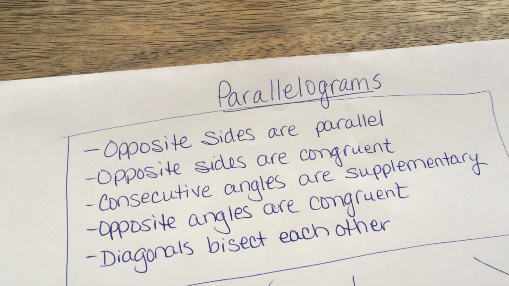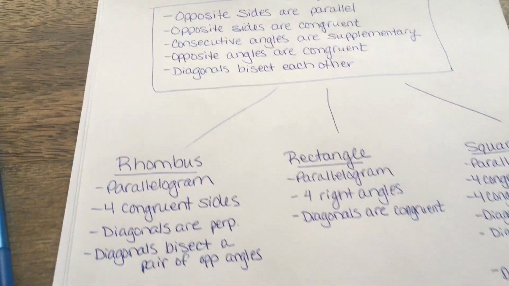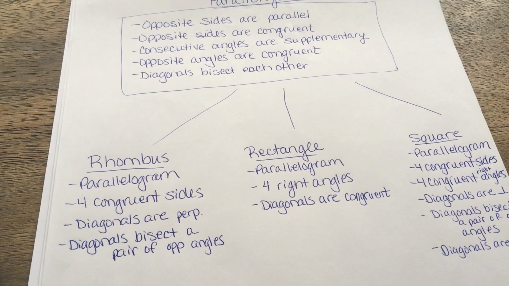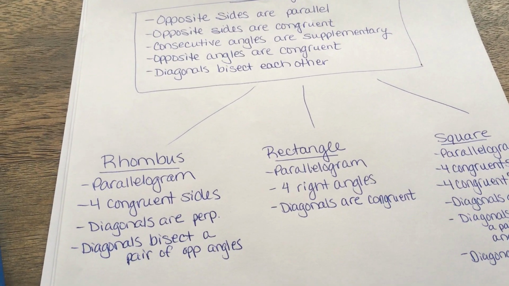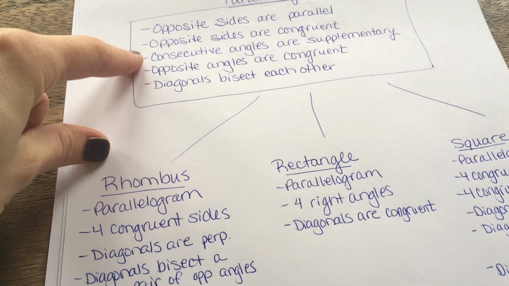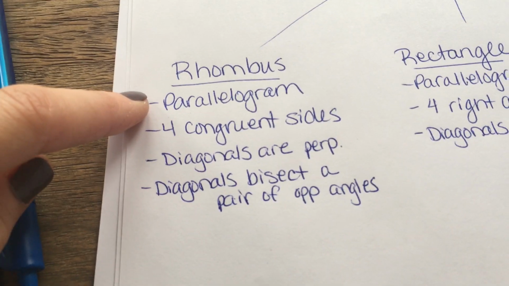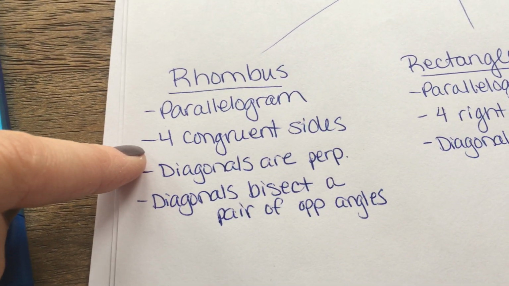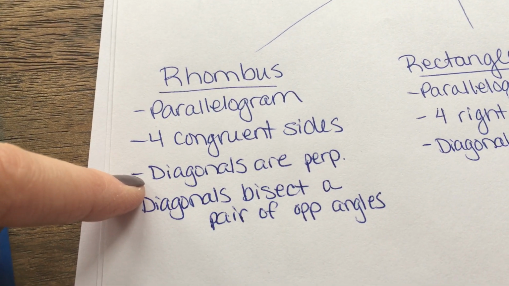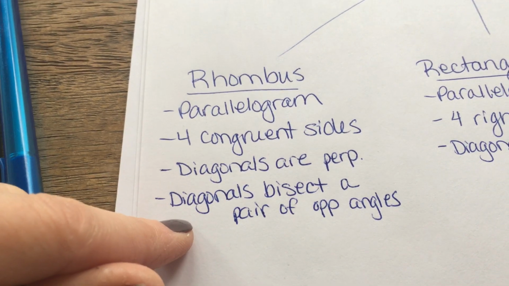Now on Thursday, we talked about 3 types of parallelograms. Those were the rhombus, the rectangle, and the square. Because they're parallelograms, these 5 things are always going to be true. But for a rhombus, they have a few other things that are true. They have 4 congruent sides, their diagonals are perpendicular, and their diagonals bisect a pair of opposite angles.